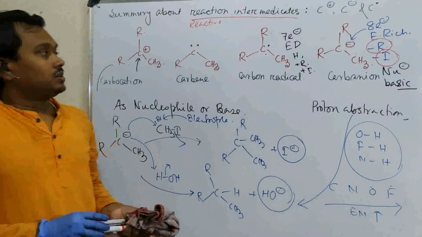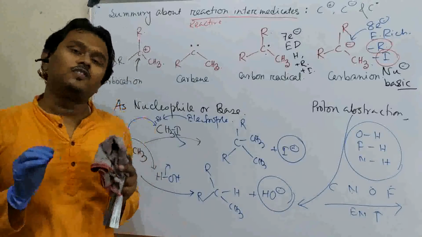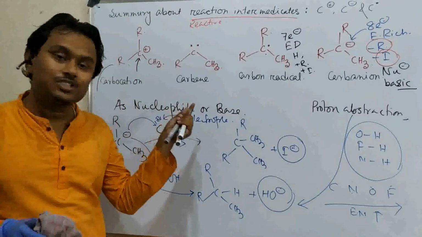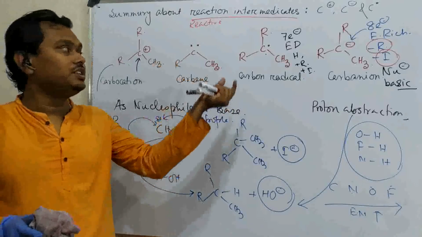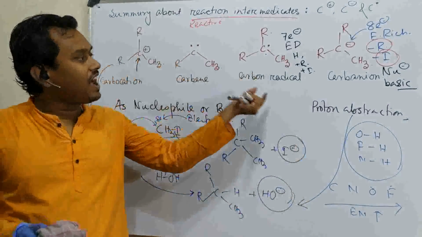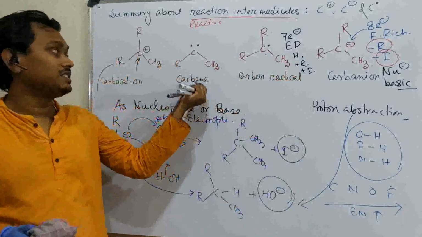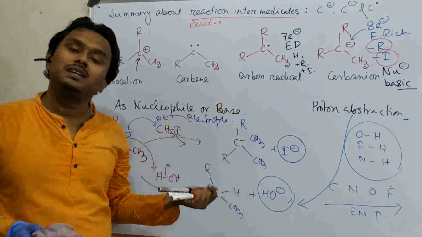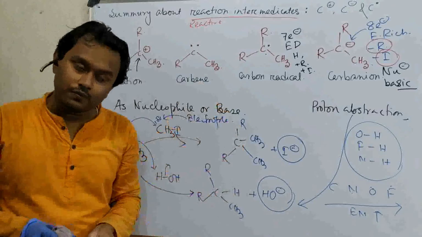So this is the end of this discussion. What have we learned today? We have learned about the electronic nature, electron deficient and rich, how they are stabilized, everything we have discussed in this video. Additionally, I have discussed a little bit about carbanions also, and how they react, what their nature is.